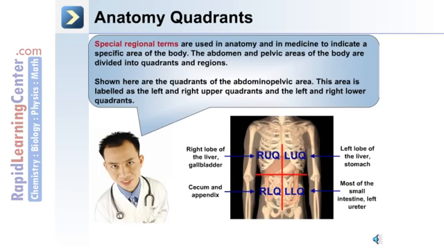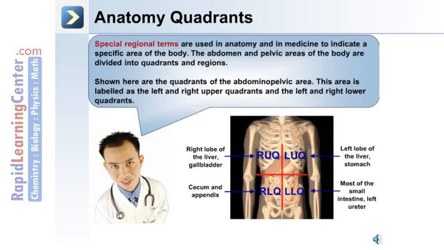Anatomy quadrants. Special regional terms are used in anatomy and medicine to indicate a specific area of the body, specifically in the abdomen and pelvic areas. Shown here in the image are the quadrants of the abdominal pelvic area. On the left side of the image as you look at it is the right upper quadrant. Beneath that is the right lower quadrant. On the right side of the image as you look at it is the left upper quadrant, and beneath that the left lower quadrant.